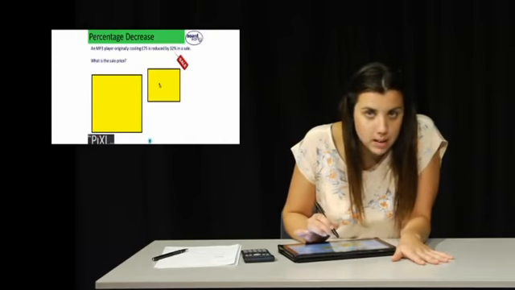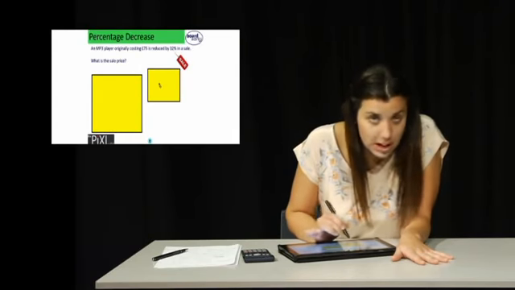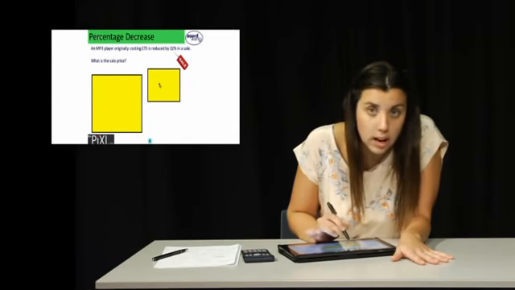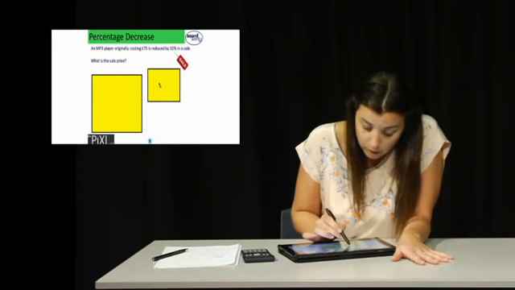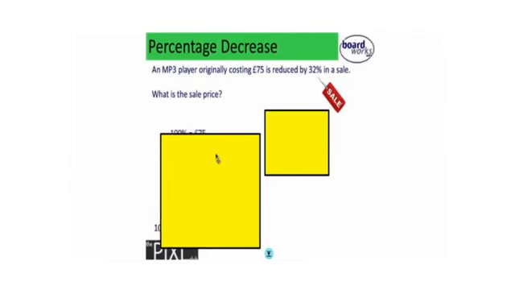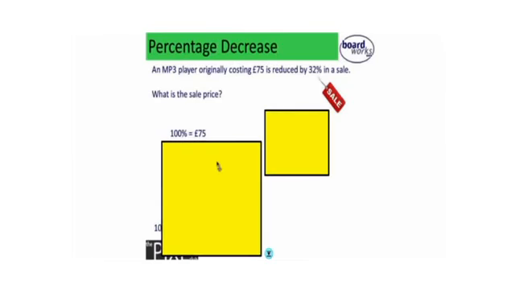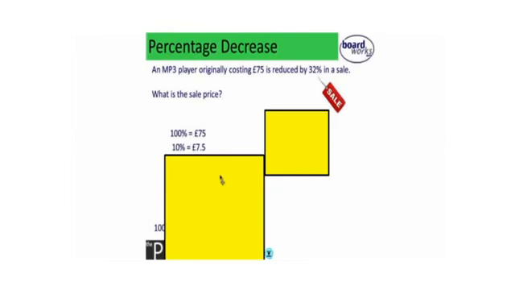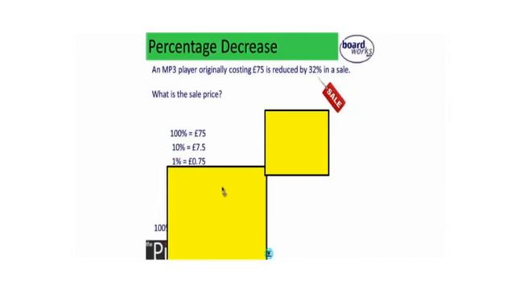So following a similar pattern that we looked at for the increase, on the left-hand side here, I've got the working out without a calculator. First off, we're going to look at 100%. We know that 100% is £75. It's the original price. It's all of it. 10%, £7.50, 7.5, and 1%, 0.75, 75 pence.